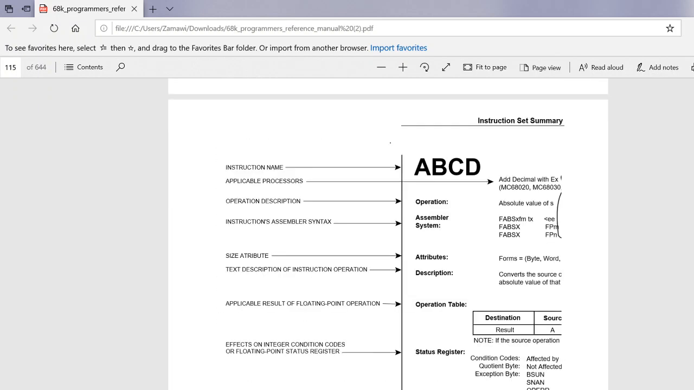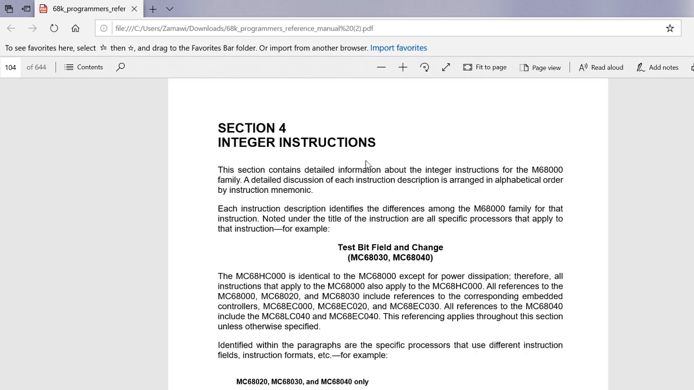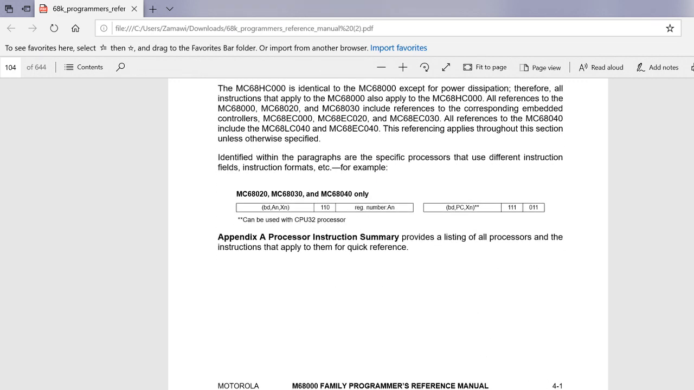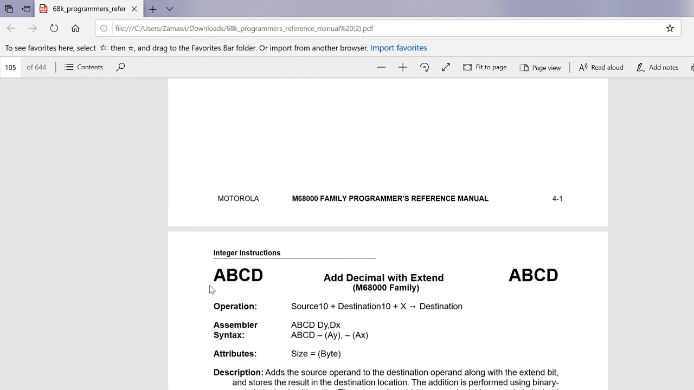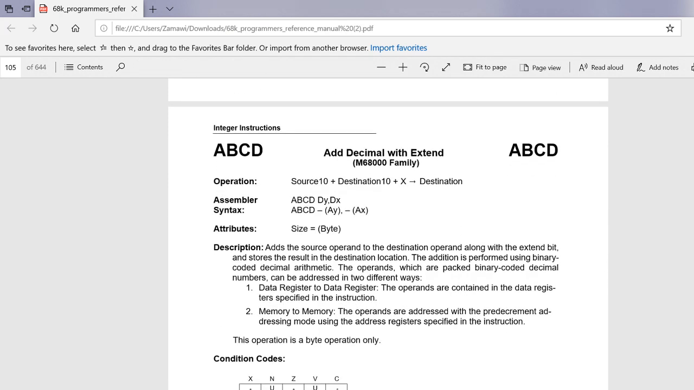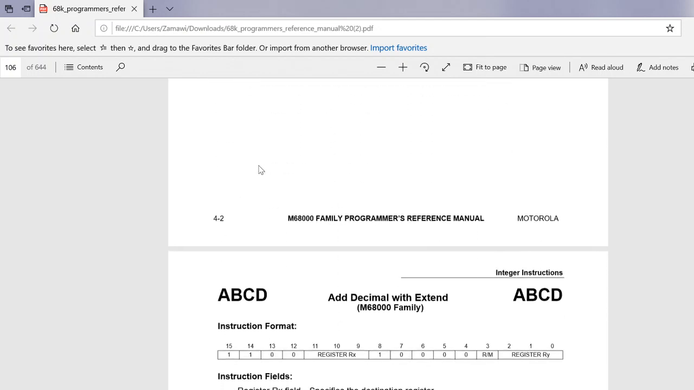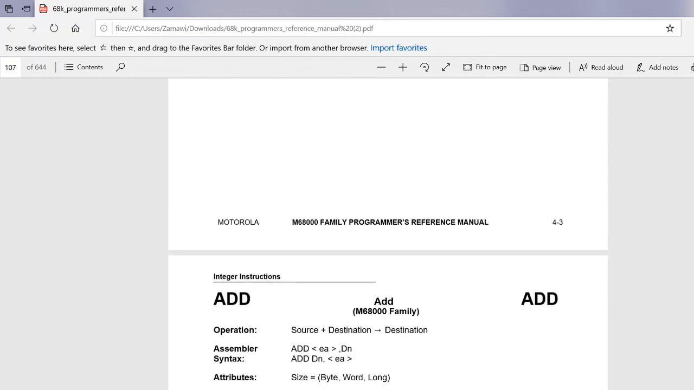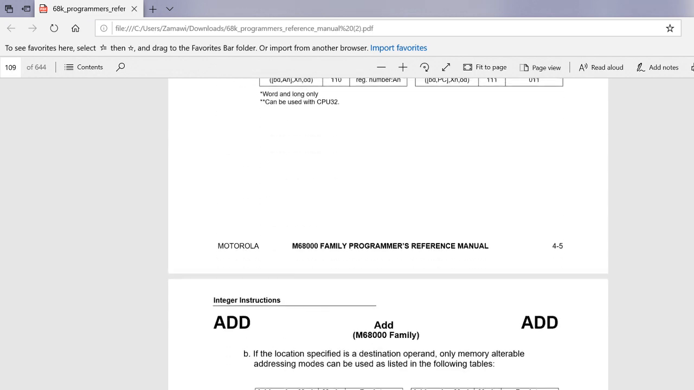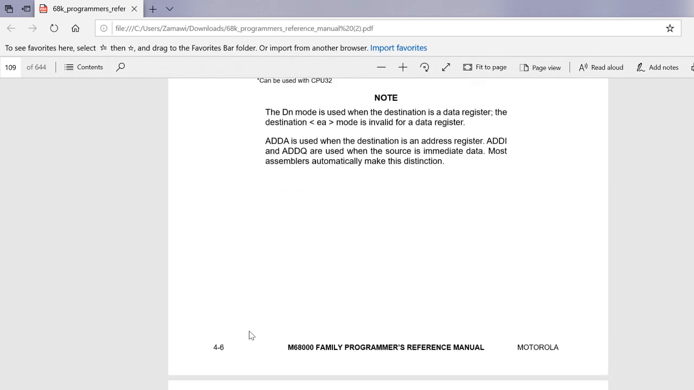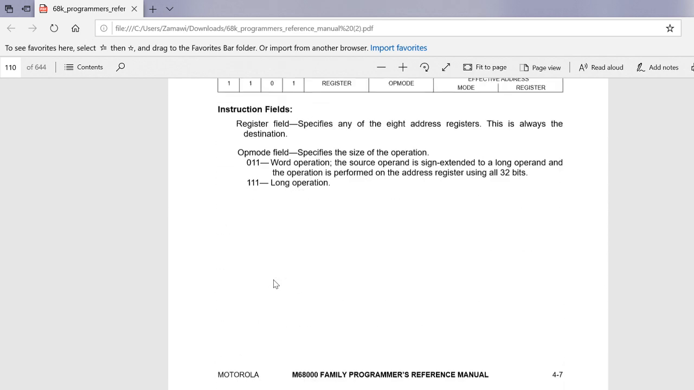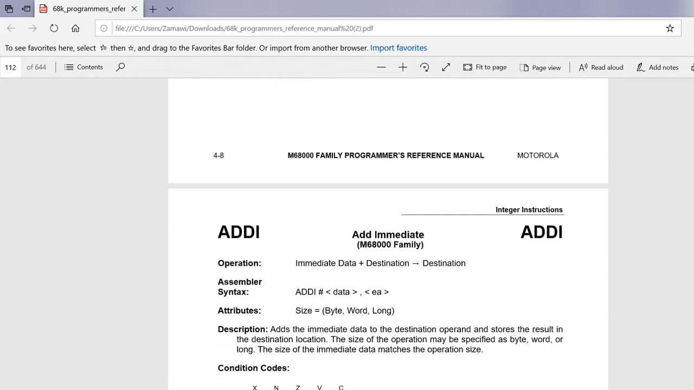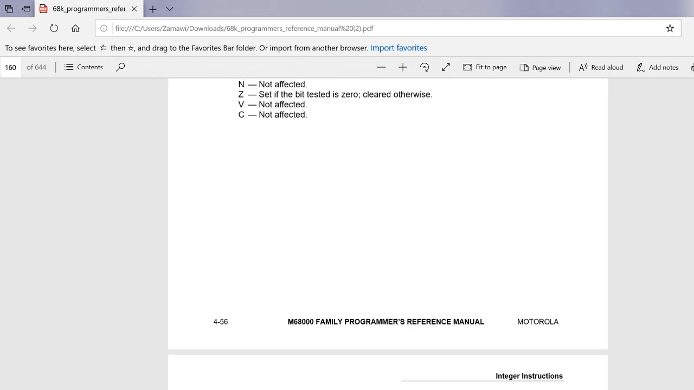Let's go to section 4. Okay, this is section 4, integer instructions, at page 4-1, section 4, page 1. So you can see these are the instructions that we may have learned or not yet, because sometimes we are not going to touch everything. ABCD is an instruction that we never touched before. So we have this one, add, right? Remember that this is all we have in the arithmetic, and the rest is actually very long.